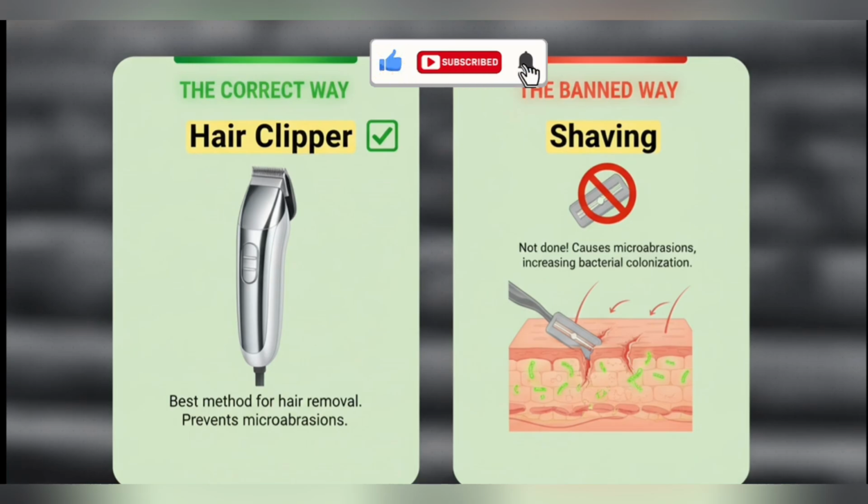Now, what about prepping the patient's skin? Listen closely. A hair clipper is the absolute best method for hair removal before surgery. Shaving? Absolutely not. Shaving is basically banned nowadays. Why? Because those razors cause tiny microabrasions on the skin. These invisible cuts act as a perfect breeding ground for bacterial colonization, which completely shoots up your SSI rates. And when you clean that skin, remember that chlorhexidine with alcohol is the superior agent.